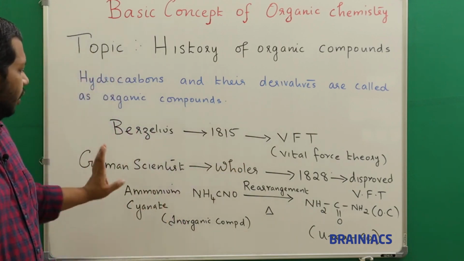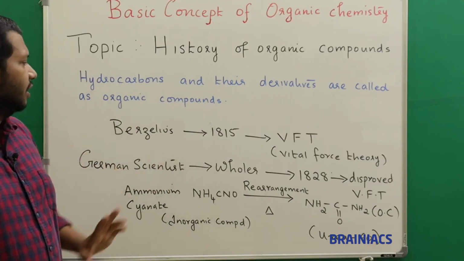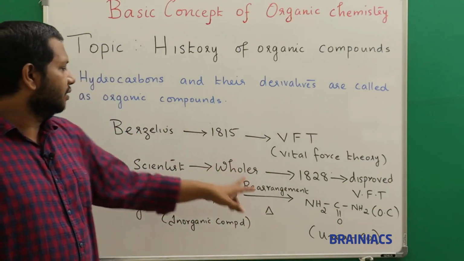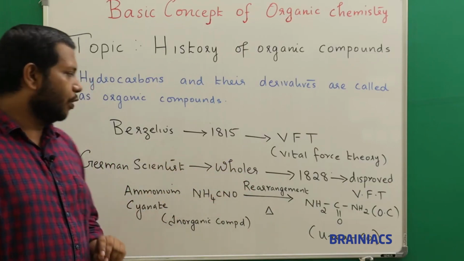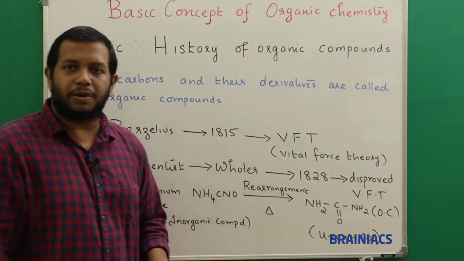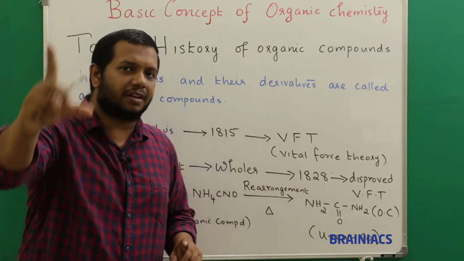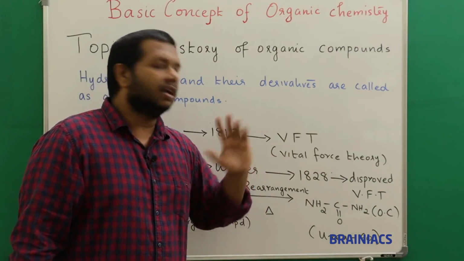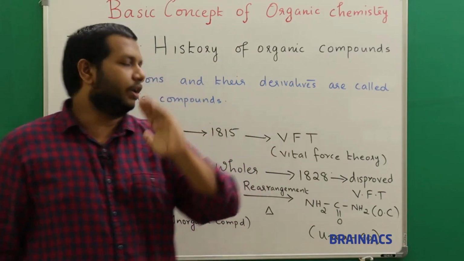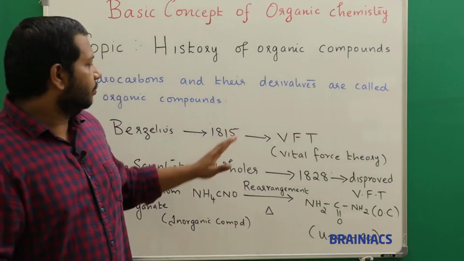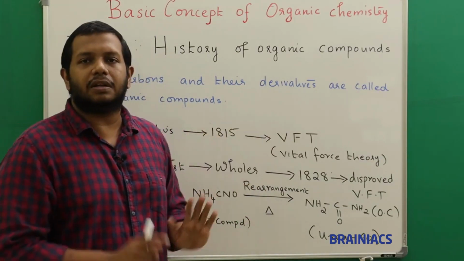Okay, so this is what you need to remember. Wohler, he is a German scientist. In 1828 he disproved the vital force theory, and this was with an inorganic compound, ammonium cyanate. It undergoes rearrangement reaction to form the first organic compound that is synthesized in lab, that is nothing but our urea, NH2CONH2. Molecular mass will come around 60. Okay, so we just went through the history a little bit, that's it.